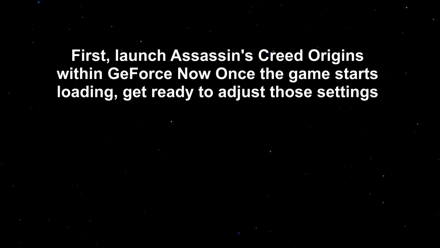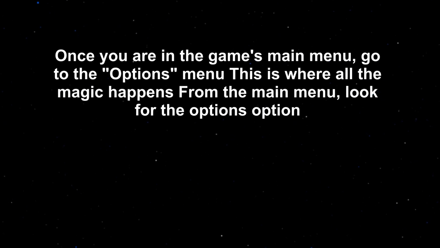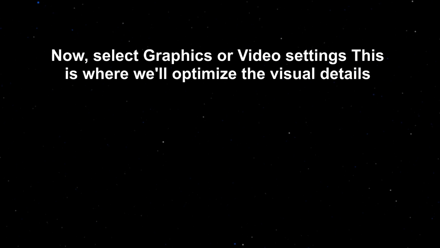Once the game starts loading, get ready to adjust those settings. Once you are in the game's main menu, go to the Options menu. This is where all the magic happens. From the main menu, look for the Options option. Now, select Graphics or Video Settings. This is where we will optimize the visual details.